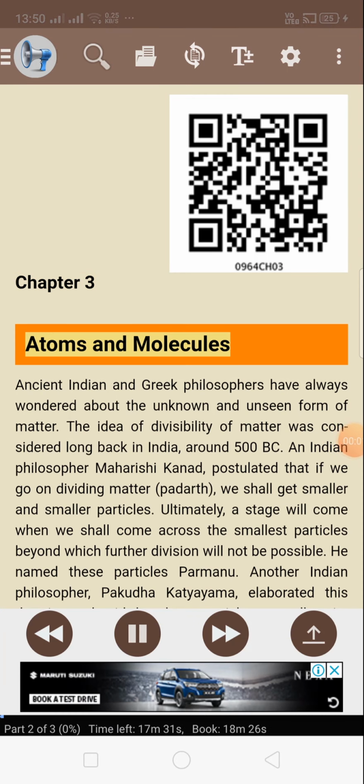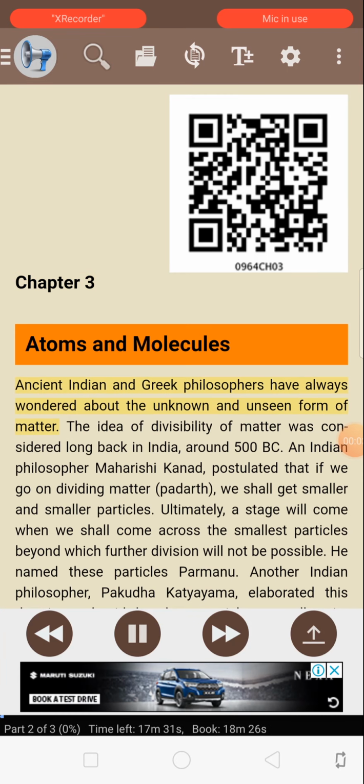3. Atoms and molecules. Ancient Indian and Greek philosophers have always wondered about the unknown and unseen form of matter. The idea of divisibility of matter was considered long back in India, around 500 BC. An Indian philosopher, Maharishi Kanad, postulated that if we go on dividing matter, Padarth, we shall get smaller and smaller particles. Ultimately, a stage will come when we shall come across the smallest particles beyond which further division will not be possible. He named these particles Parmanu.